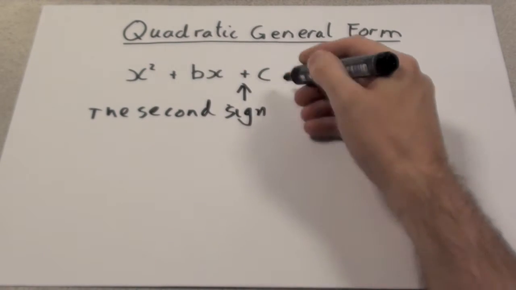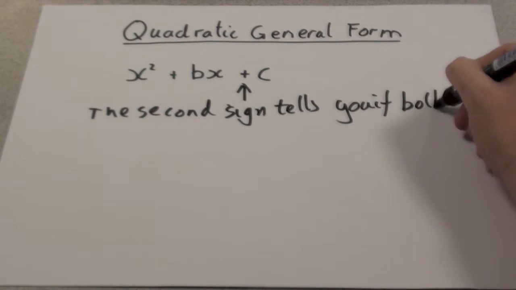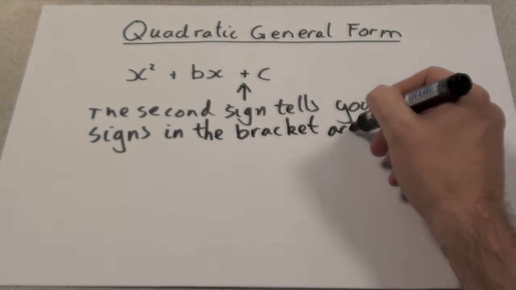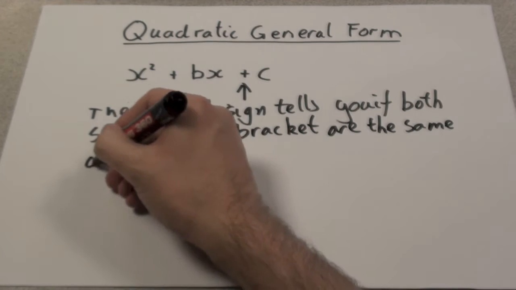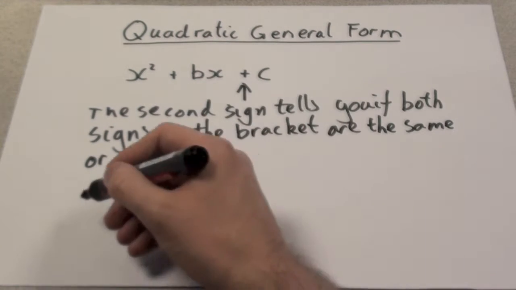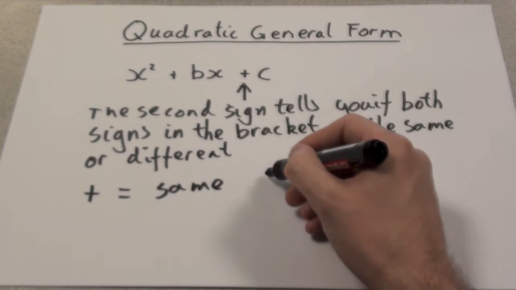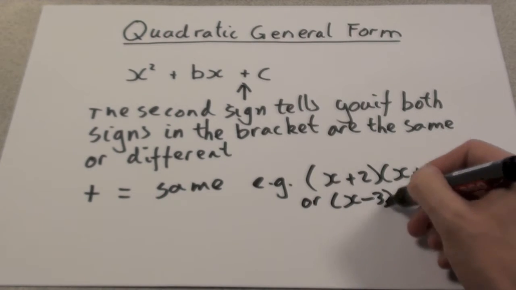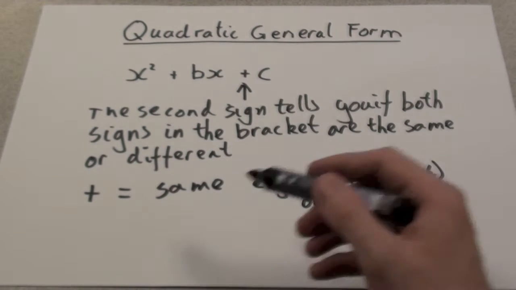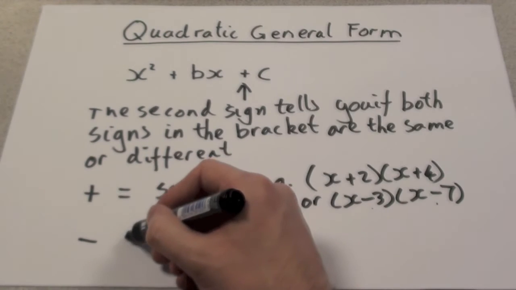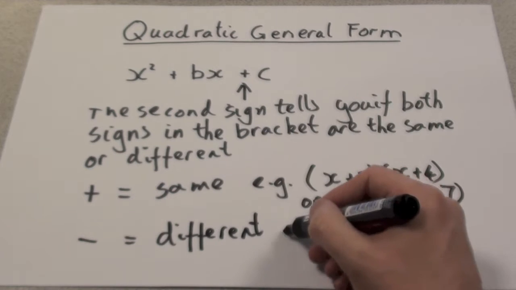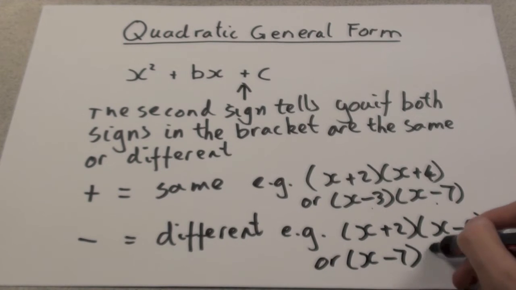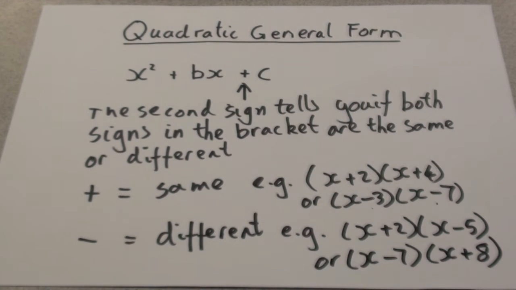Now this second sign, which I've pointed an arrow to, tells you if both signs are the same or different. And these are the signs which we're going to be putting into our two brackets. If it's a plus, as it has above, it means that both signs are going to be the same. That could mean both plus, or both minus. Don't forget your bracket. If it's a minus, that could mean that both the signs are different. For example, it could be a plus and a minus, or a minus and a plus. Now that's the second sign on there.